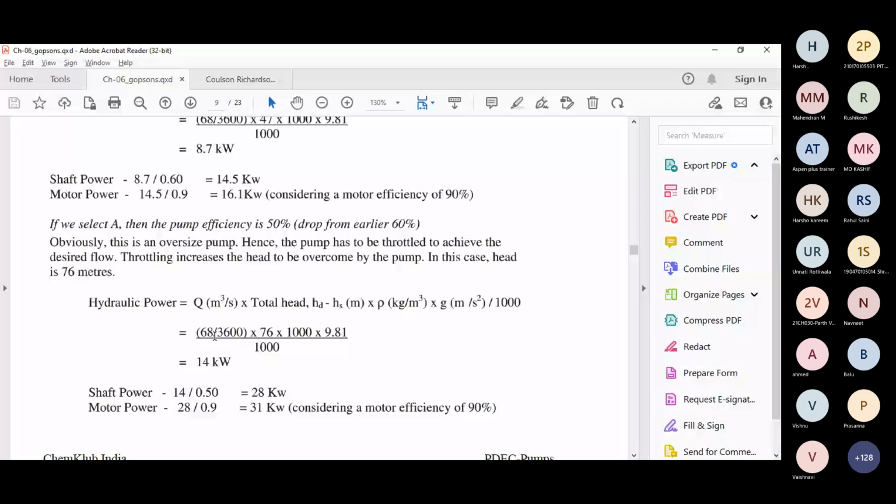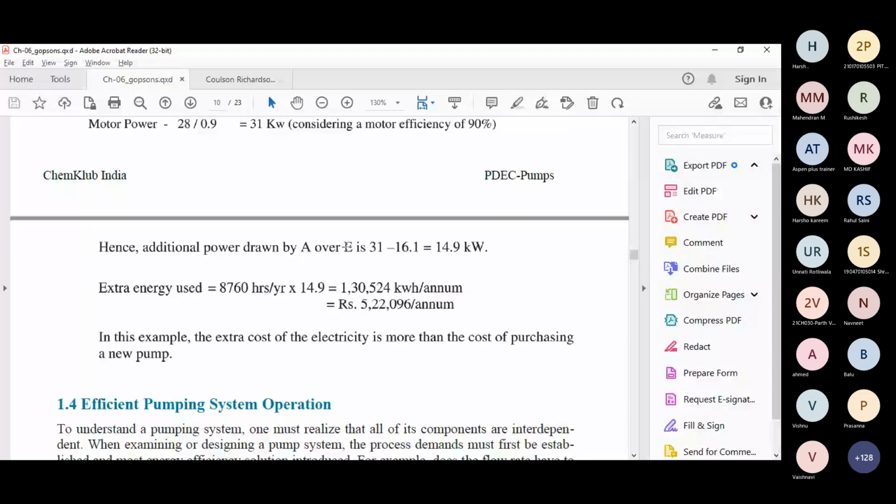So you are getting 14 kilowatt as the hydraulic power. Your efficiency is 0.5. That's why your shaft power will be 28 kilowatt. And if you are using again the same efficiency motor, 90%, then 31 kilowatt. So you can see what is the difference in power, right? The additional power that A is drawing is 31 minus 16.1. So 14.9 kilowatt is the extra power you are giving because of the wrong selection of the pump.